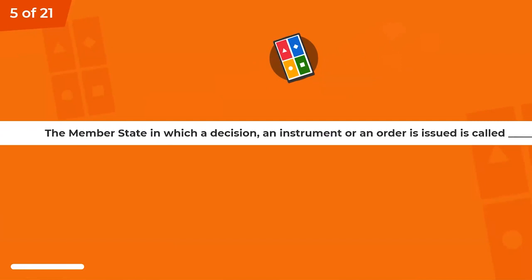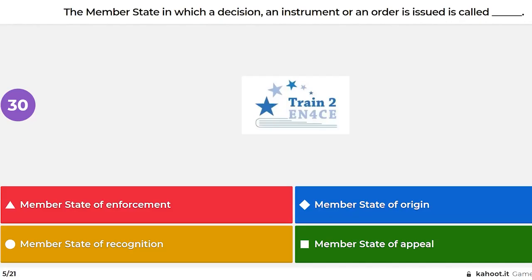Next question. The member state in which a decision, an instrument, or an order is issued is called member state of enforcement, member state of origin, member state of recognition, or member state of appeal.